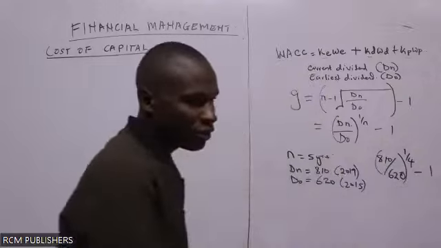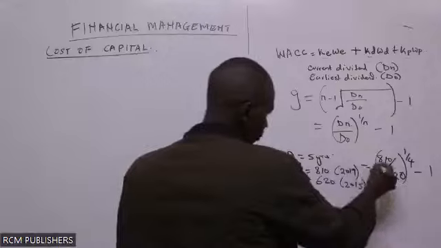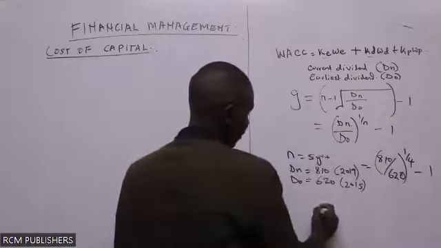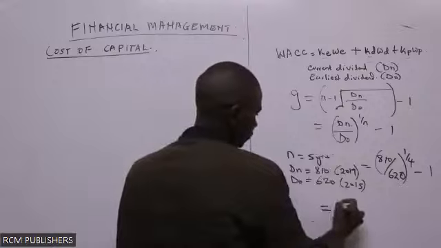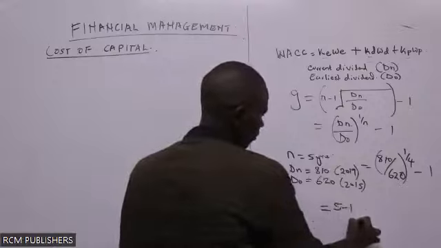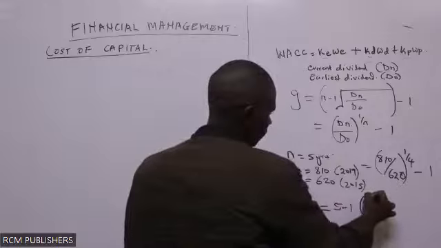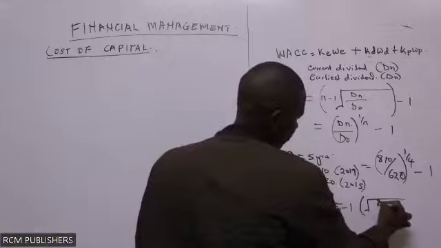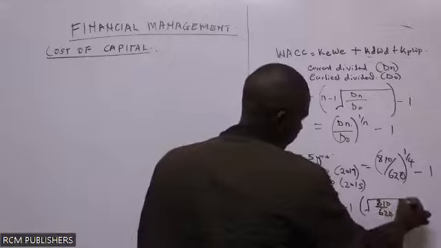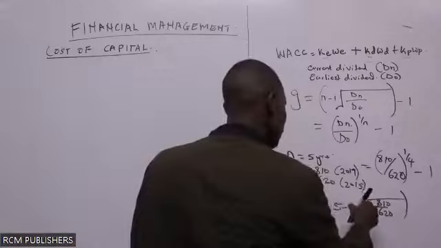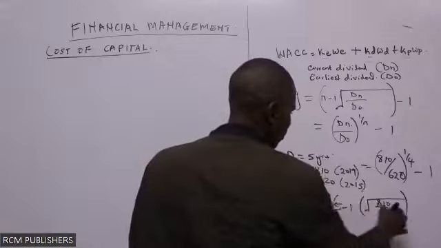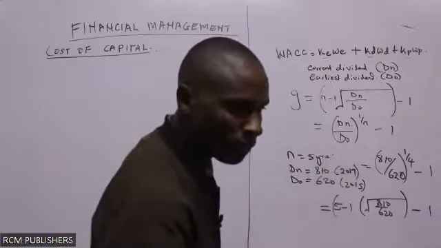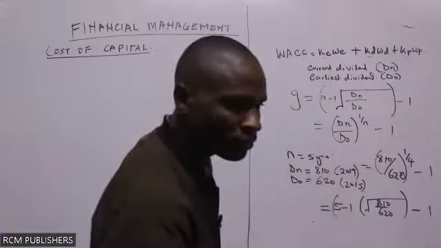One person can use that formula for growth, and another can use this one. Let us see whether it gives us the same thing. It is equal to 5 minus 1, the square root of 810 divided by 620. You work out this one first, all this, then the minus 1. How much are we getting for the growth rate?